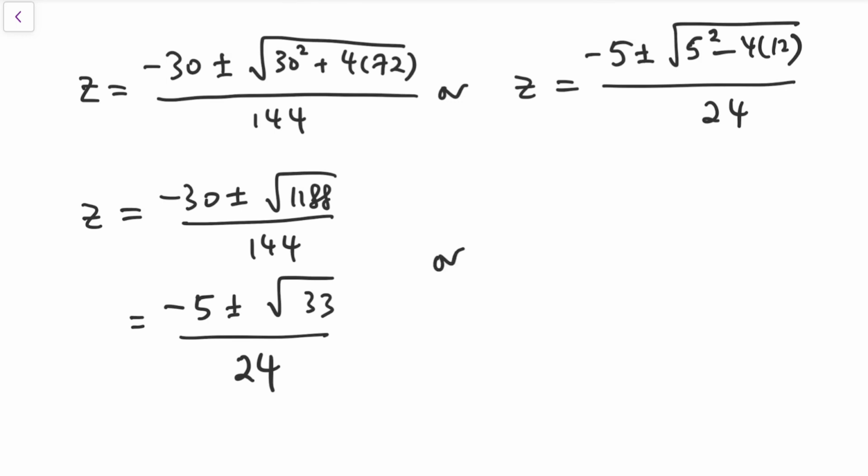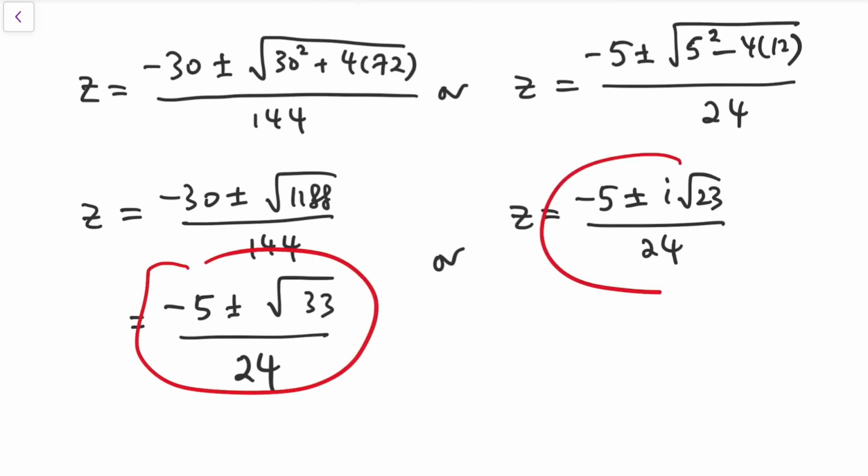Whereas for the other part, we have z = (-5 ± √(25 - 48))/24, and that's -23. So the result is (-5 ± i√23)/24. So these are the non-real solutions, and they are all valid solutions. And so this is our final answer.